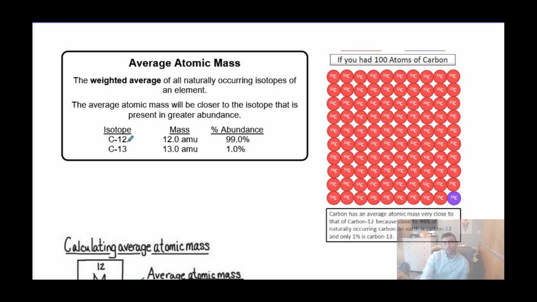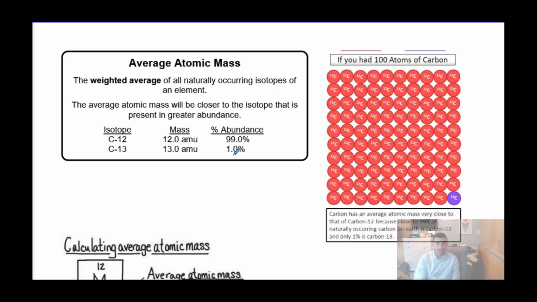So an example here, the 2 most common isotopes of carbon are carbon 12 and carbon 13. Carbon 12 exists as 99% abundance and carbon 13 exists as 1% abundance. What that means is that in the universe, 99% of all carbon atoms have a mass of 12 AMU and 1% have a mass of 13 AMU. Said another way, if we assume that we have a sample of 100 carbon atoms, 99 of those atoms are going to be carbon 12 with a mass of 12 AMU, and one of those is going to be carbon 13 with a mass of 13.